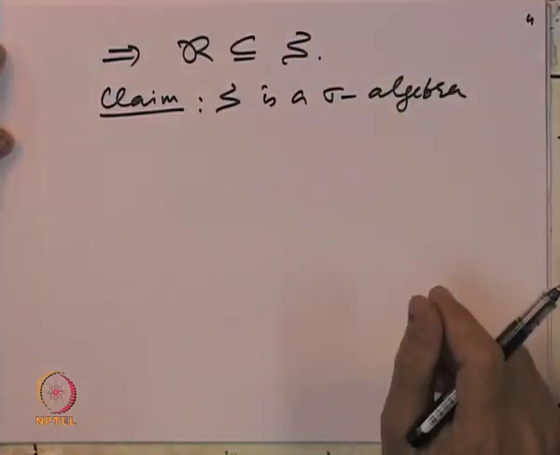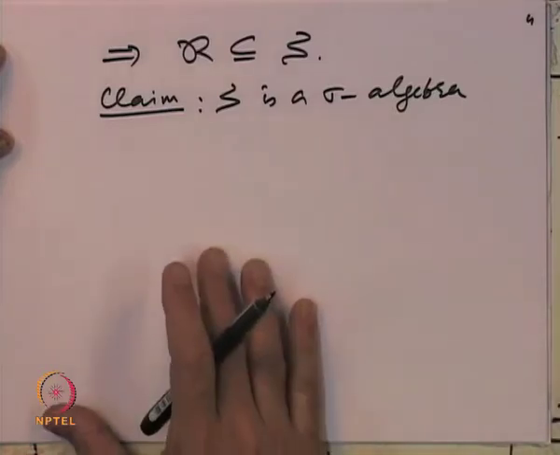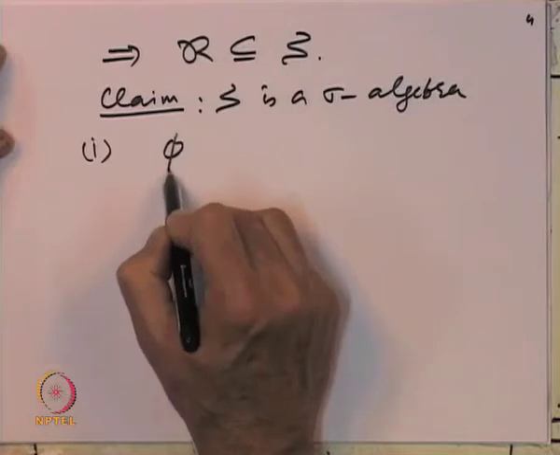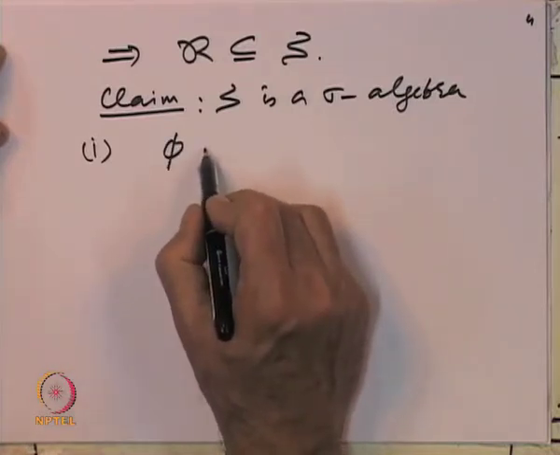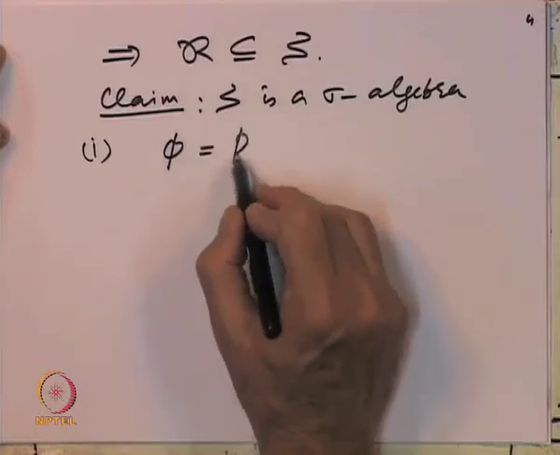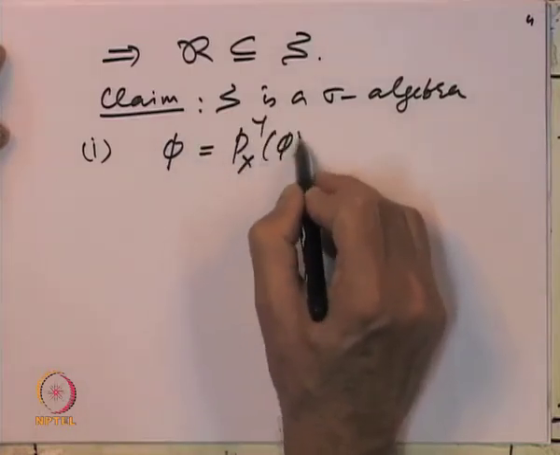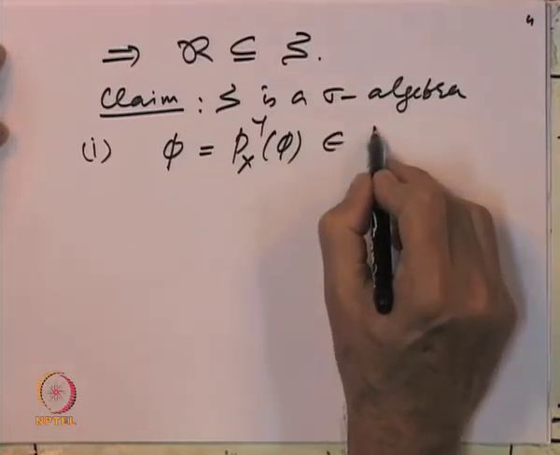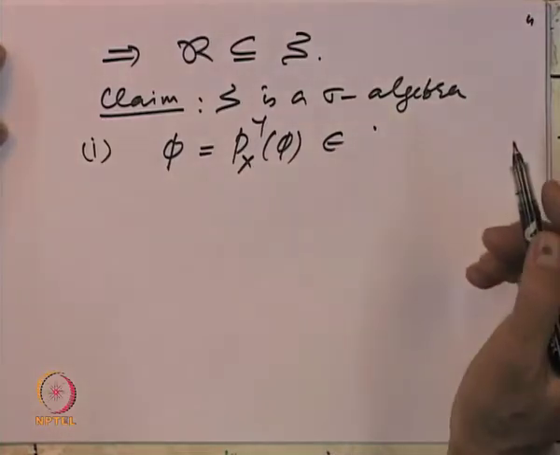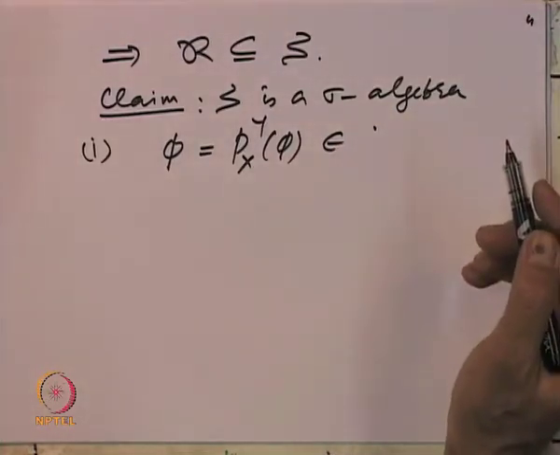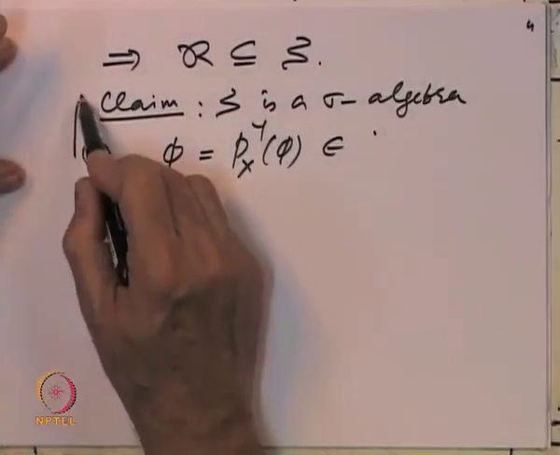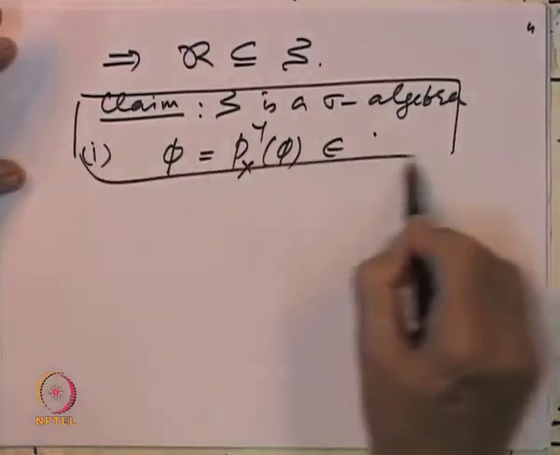S is a sigma algebra. So, what we have to show first is that the empty set belongs to it, since I can write the empty set as P x inverse of the empty set or P y inverse, and hence this belongs to it. We want to show that S is a sigma algebra, but S is already given to be a sigma algebra, so we do not have to prove this.